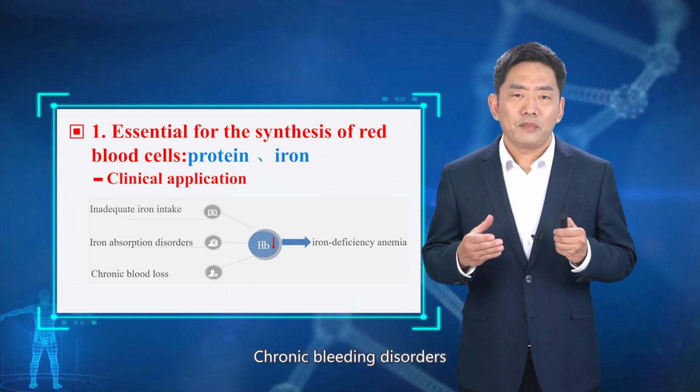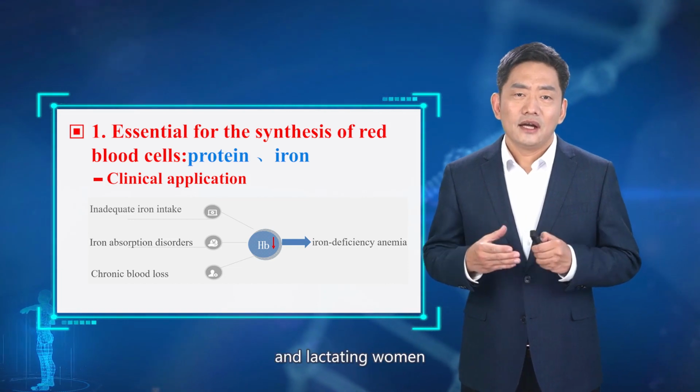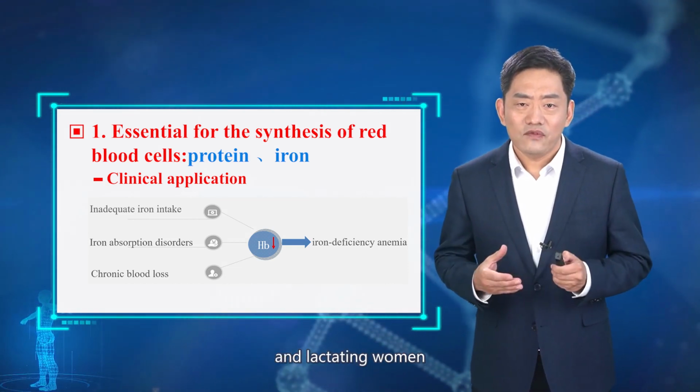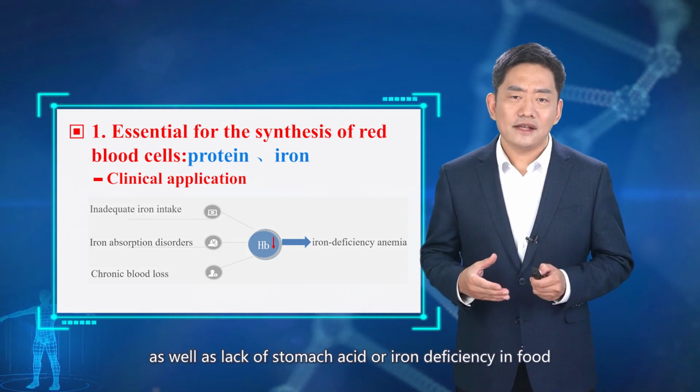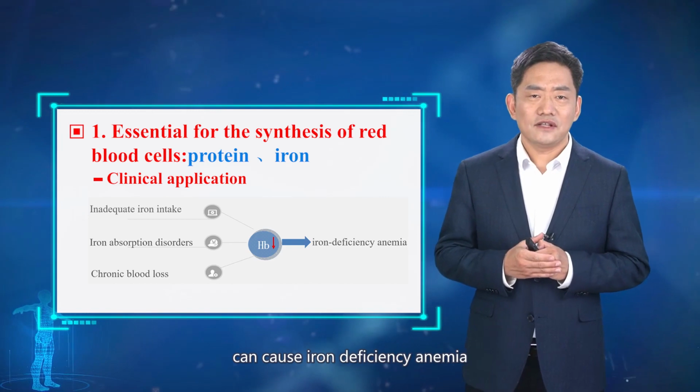Chronic bleeding disorders, pregnant women, and lactating women, as well as lack of stomach acid or iron deficiency in food, can cause iron deficiency anemia.